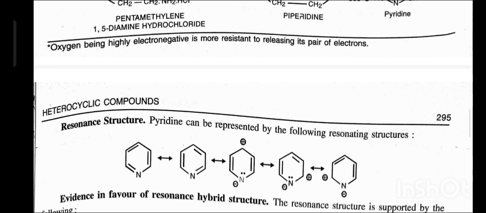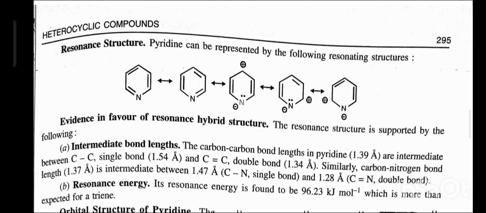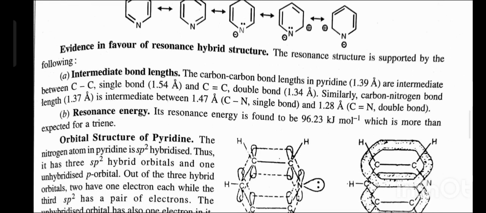Resonating structures. Pyridine can be represented by the following resonating structures. Evidence in favor of a resonance hybrid structure. The resonance structure is supported by the following. First, intermediate bond lengths. The carbon-carbon bond lengths in pyridine are intermediate between carbon-carbon single bond and carbon-carbon double bond. Similarly, the carbon-nitrogen bond length of 1.37 angstrom is intermediate between carbon-nitrogen single bond and carbon-nitrogen double bond length. Second, resonance energy. Its resonance energy is found to be 96.23 kJ per mole, which is more than expected from a triene.